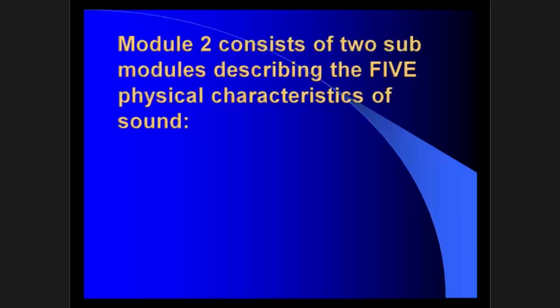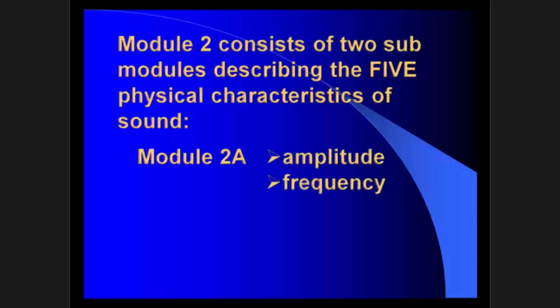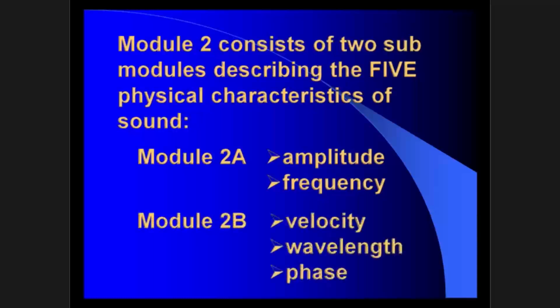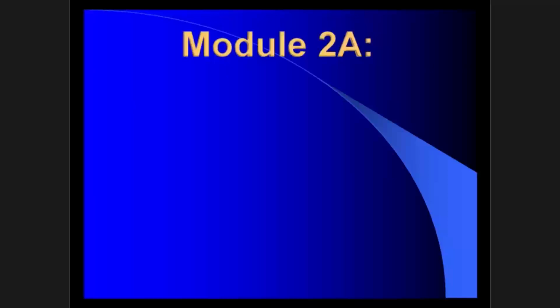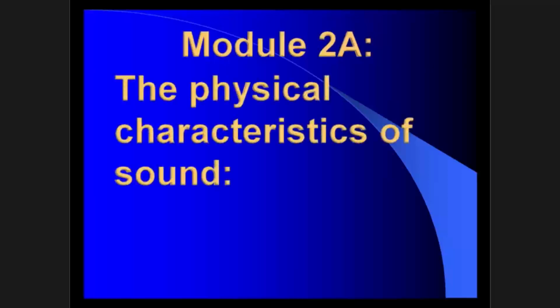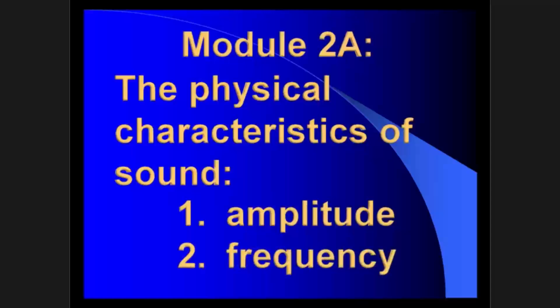Module 2 consists of 2 submodules which describe the 5 physical characteristics of sound. In Module 2a, we'll investigate the 2 most important characteristics of sound, amplitude and frequency. In Module 2b, we'll look at the characteristics of velocity, wavelength, and phase. So let's begin with Module 2a and look at the physical characteristics of amplitude and frequency.